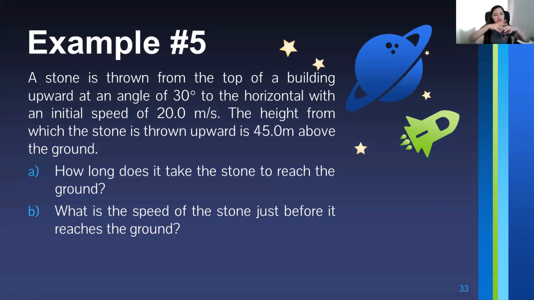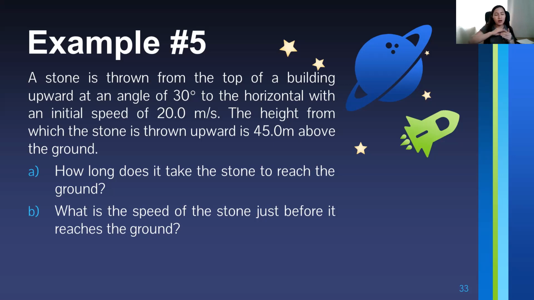So you're on top of a building, you throw a stone directed upward at a 30-degree angle, and the initial speed is 20 meters per second. The height from which the stone is thrown upward is 45 meters above the ground. So let's say, for example, that the height of the building is 45 meters.